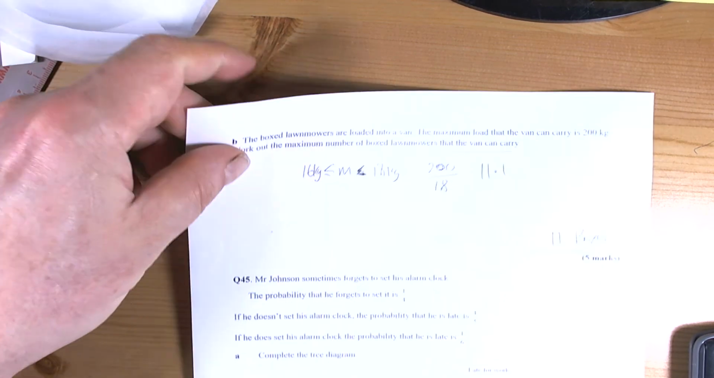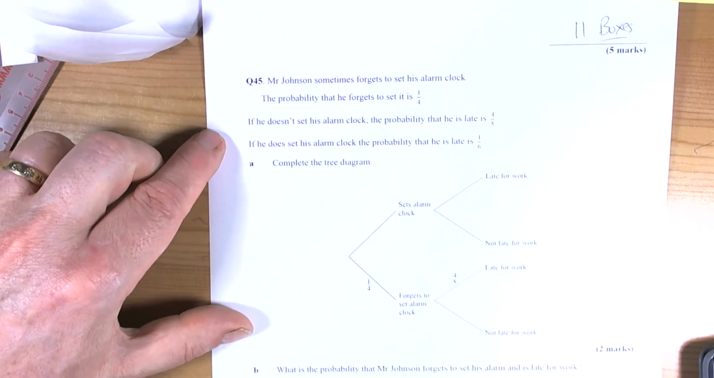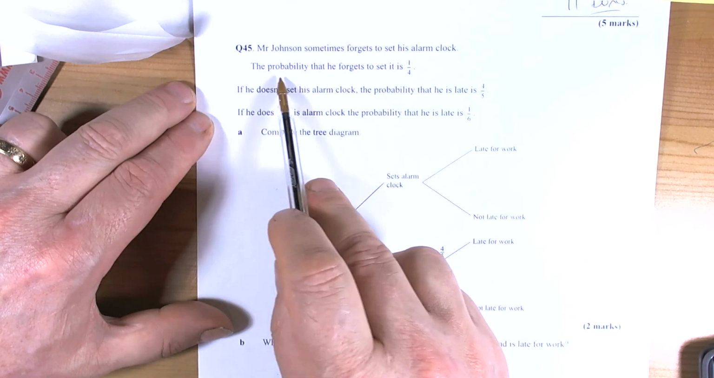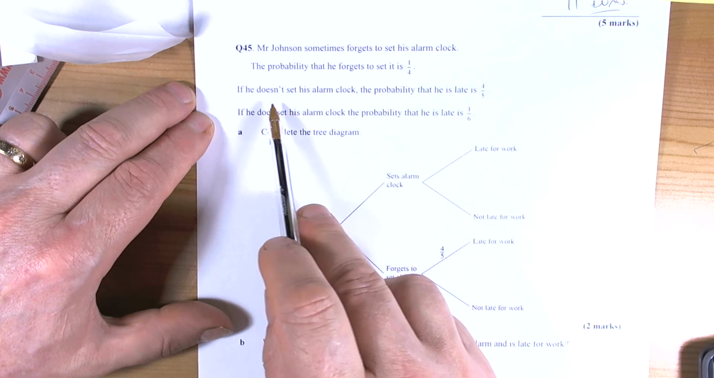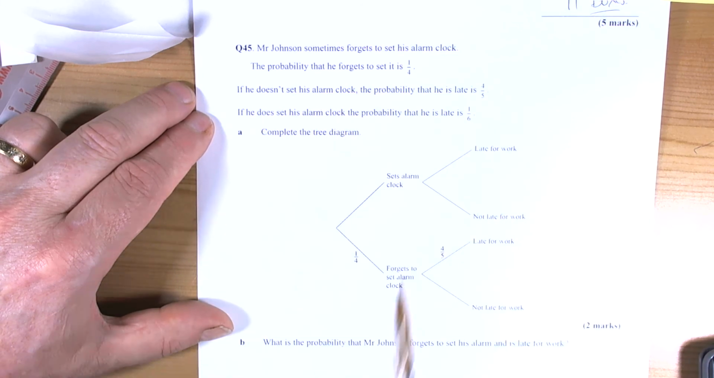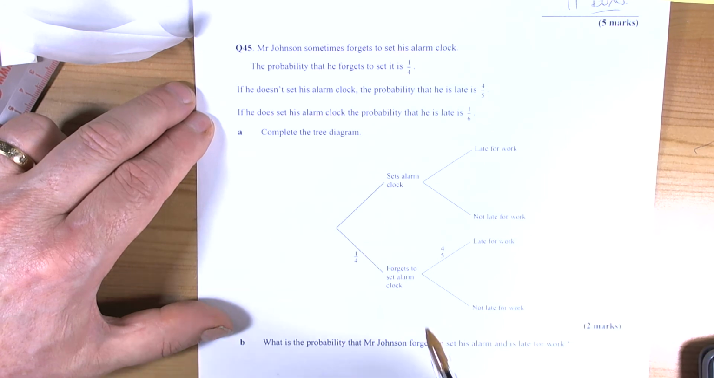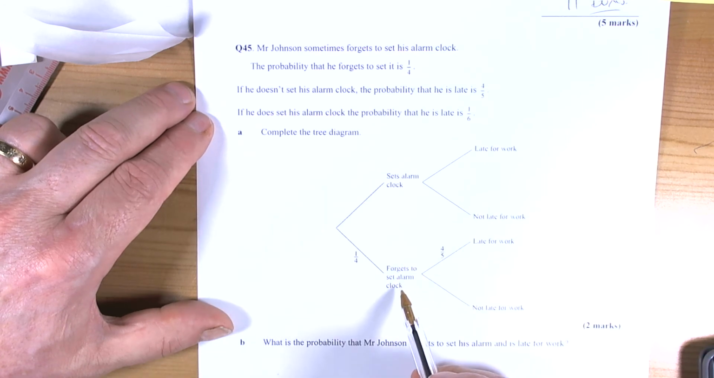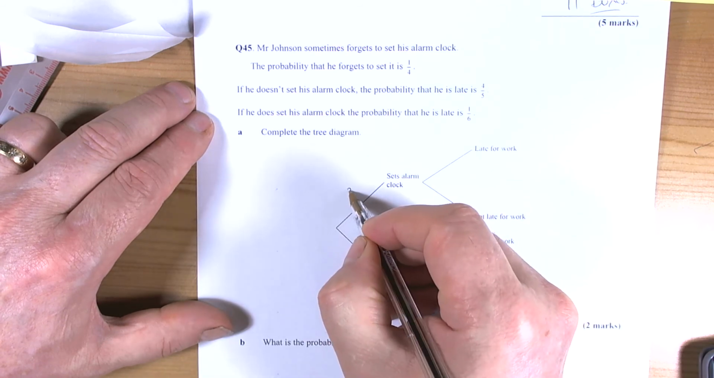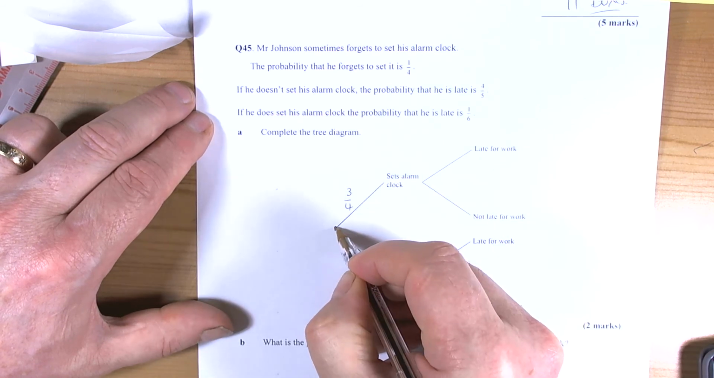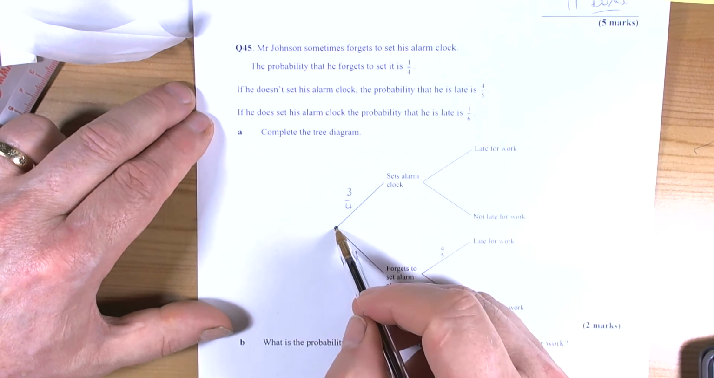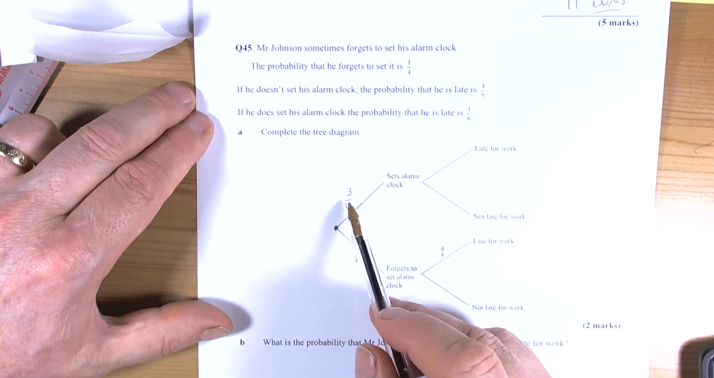Okay, alright, so we've got a question here that talks about Mr. Johnson and his alarm clock. The probability he forgets to set it is a quarter. If he doesn't set his alarm clock, the probability he's late is 4/5. If he does set his alarm clock, the probability he's late is 1/6. So we've got to complete the tree diagram. The first thing is about setting the alarm clock. If it's a quarter for forgetting, then it must be 3/4, because the probabilities on the branches of a tree diagram coming from any event must add up to 1. So switching the alarm clock on is 3/4.